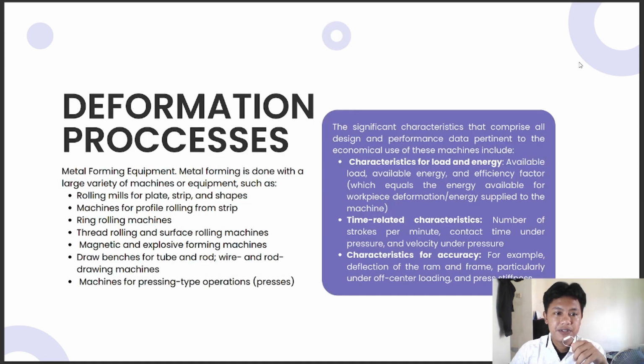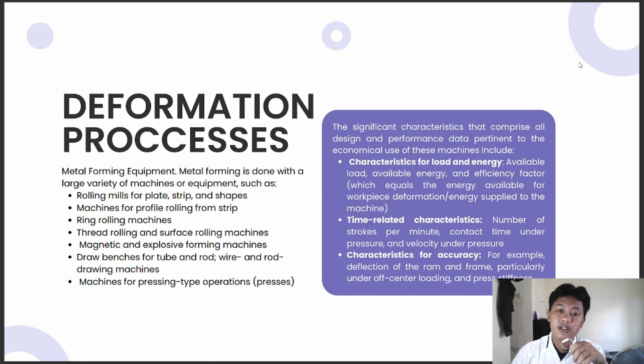The first topic is the formation process. Metal forming equipment. Metal forming is done with a large variety of machines or equipment such as rolling mills for plate, strip, and shapes, machines for profile rolling from strip, ring rolling machines, thread rolling and surface rolling machines, magnetic and explosive forming machines, draw bench for tube and rod, wire and rod drawing machines, and machines for pressing type operation or presses.